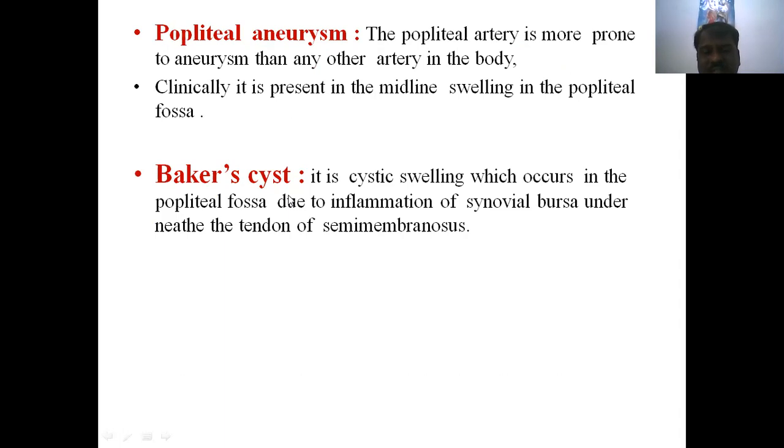Baker's cyst. It is a cystic swelling which occurs in the popliteal fossa due to inflammation of the synovial bursa under the semimembranosus muscle. The tendon is inserted into the posterior medial condyle of the tibia. There is a groove there, the semimembranosus insertion. There we can identify the bursa. If inflammation is there, that is called a Baker's cyst.